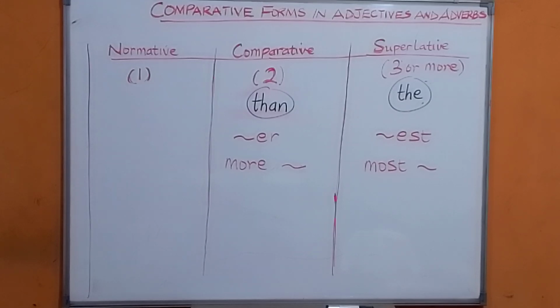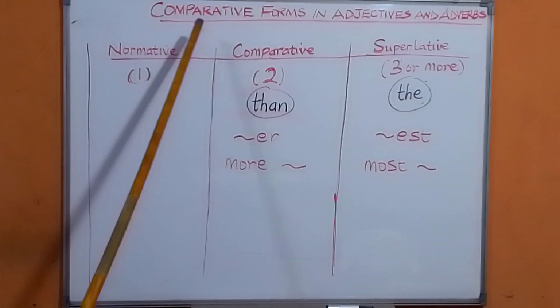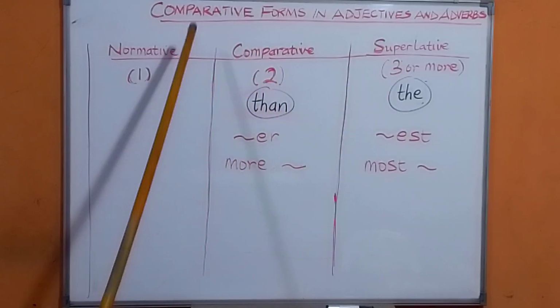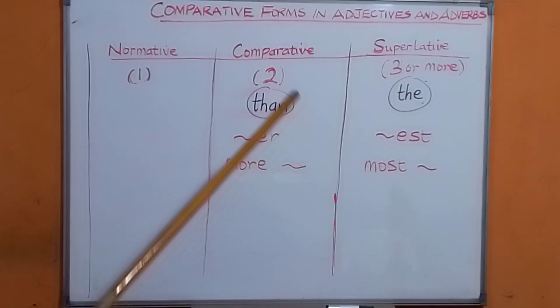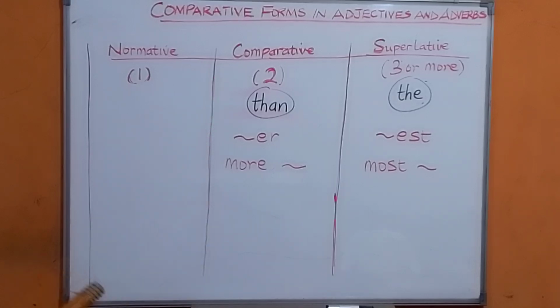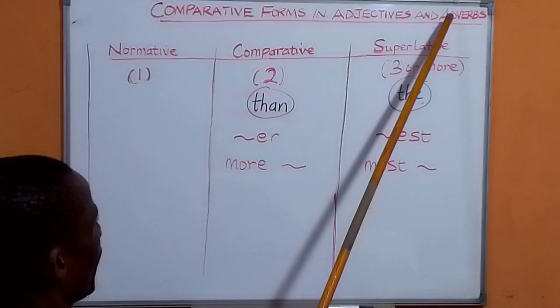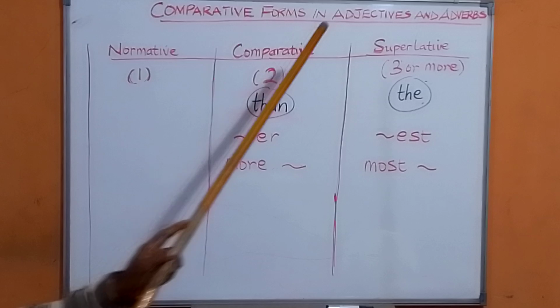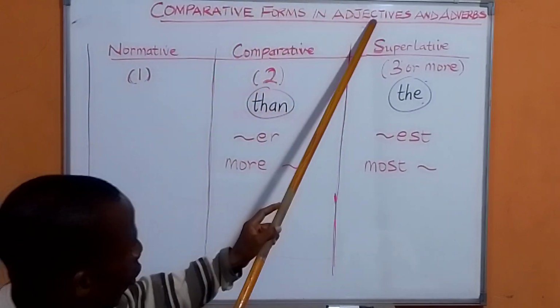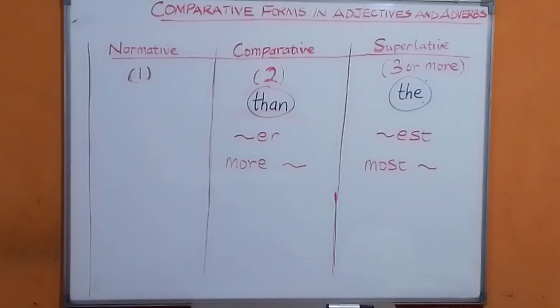So when you talk about singular plural, you are focusing on noun and pronoun. And when you talk about comparative superlative, you are focusing on adjectives and adverbs. Two parts of speech. So we're going to see how adjective and adverb work in comparative superlative.